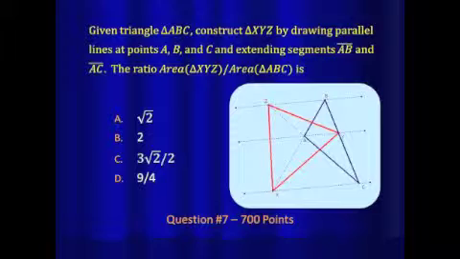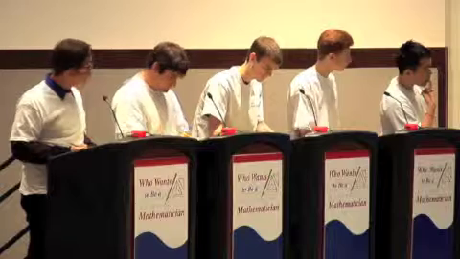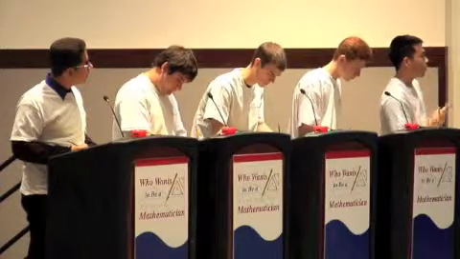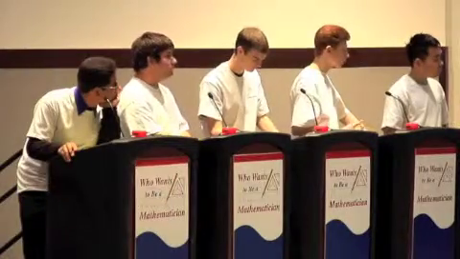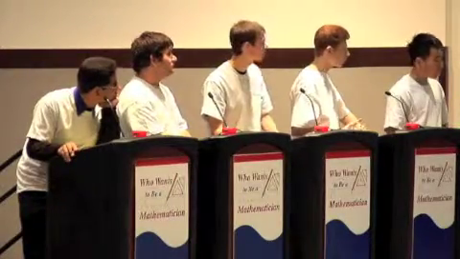And what we're asking is, what is the ratio of the area of triangle XYZ, the constructed one, divided by the area of the original triangle ABC? Is that ratio square root of 2, 2, 3 square roots of 2 over 2, or 9/4? So with 700 points, everyone see the diagram okay and understand the construction? Right? We'll see how question 7 went for 700 points.